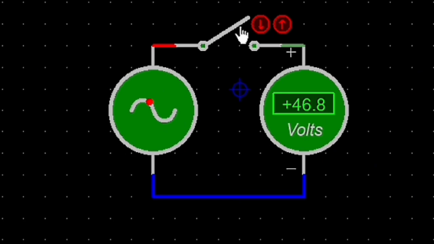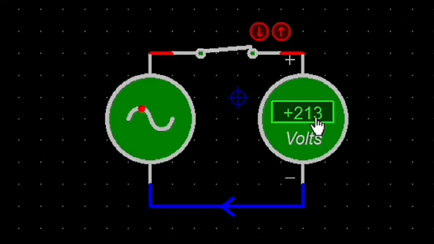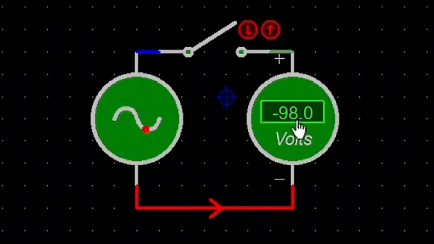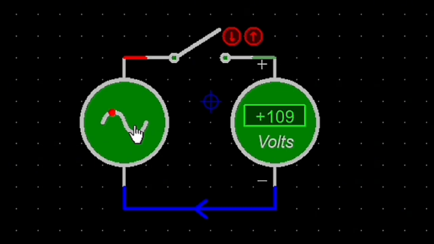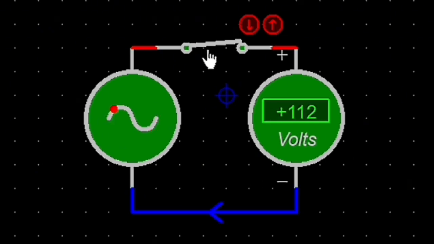So I make this switch on. You can see here now I made the switch on, and this reaches 220 and minus 220. So it's a complete circuit here. When I make the switch off, then you can see the voltmeter is showing plus and minus 110, so half of the main power source. So this is how we can turn the circuit off and on using the switch.